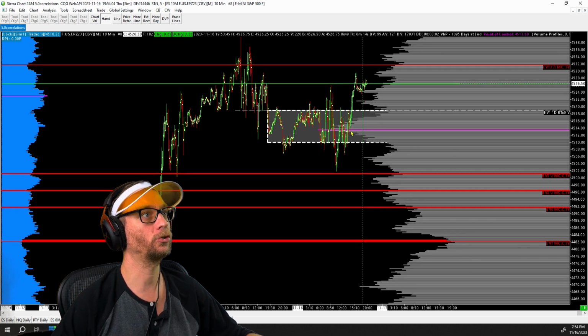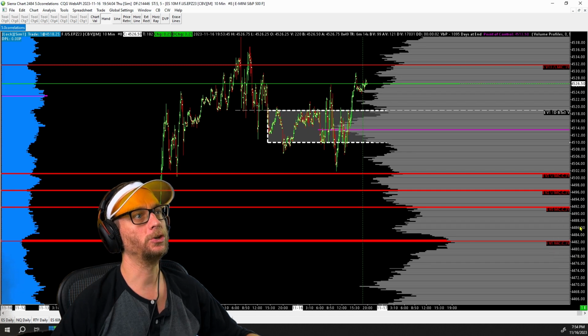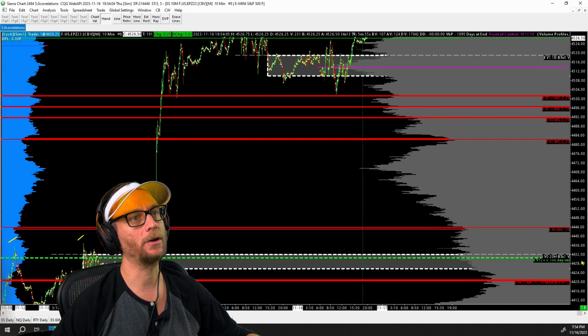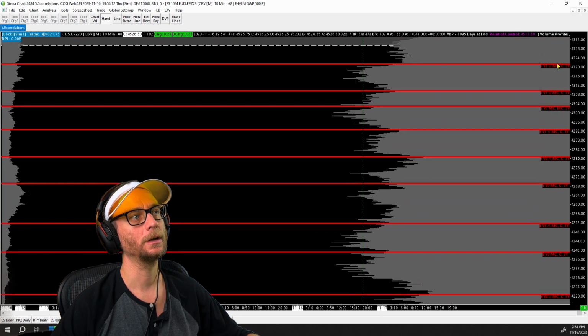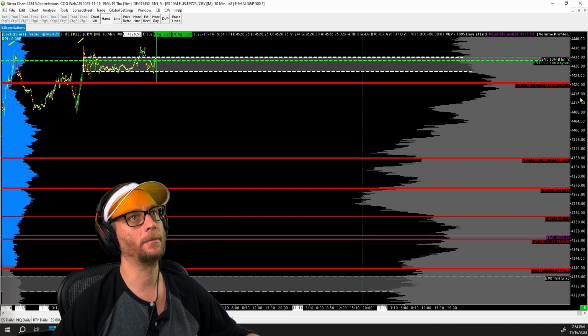And this point of control actually moved. It used to be way down here, right in this region. So it was here, then it moved up somewhere in here, I believe, and then it's moved again.